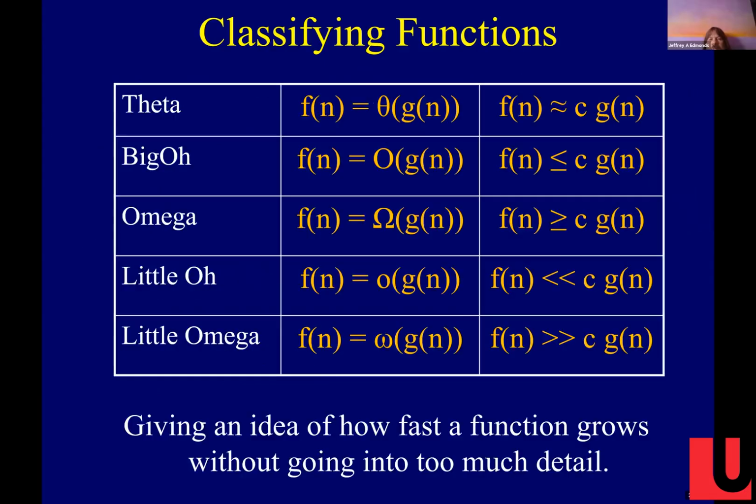Now just to complete it. Theta means that it's bounded above and bounded below. Big O means it's bounded above. Omega means it's bounded below. Little o means that it's shrinking, it's really smaller than G. And the little omega means it's really bigger than G.